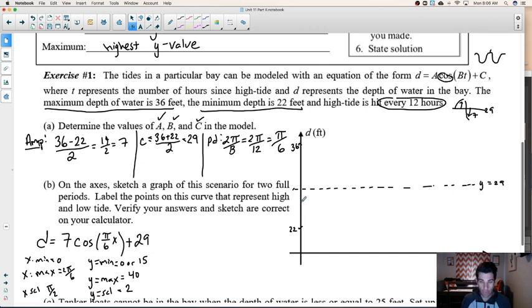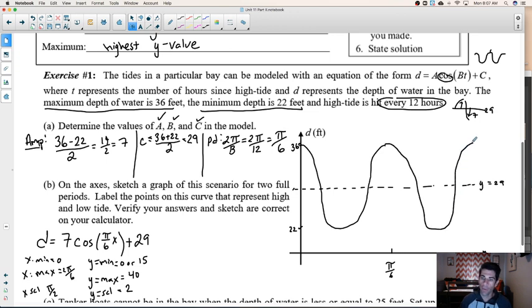And then it would complete one complete cycle at pi over 6. And then it would complete its second cycle by 2 pi over 6, or pi over 3 if you simplified. Now it would go like this. It would go down to low tide, hit low tide, and come back up at pi over 6. It would then repeat that cycle down to 22 at low tide, back up for high tide by 2 pi over 6. And then that is the graph that we just looked at there.